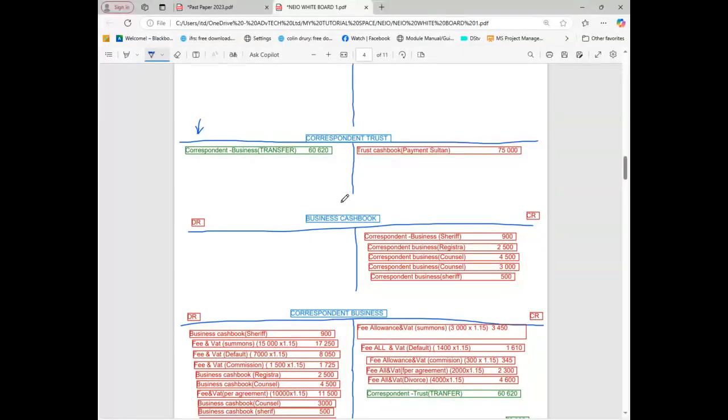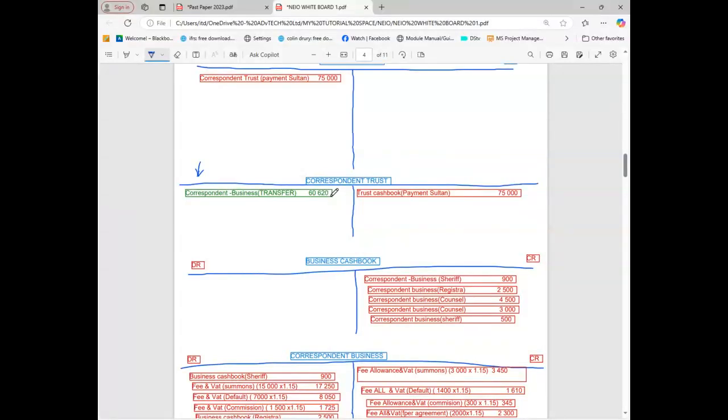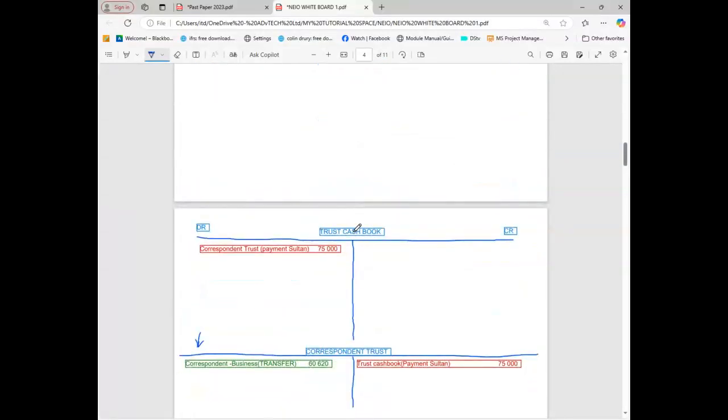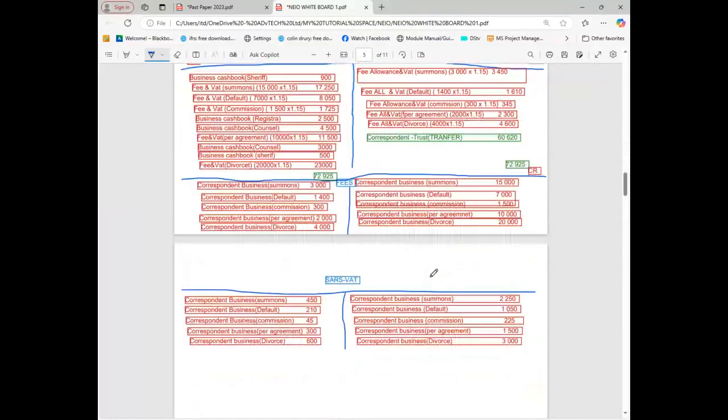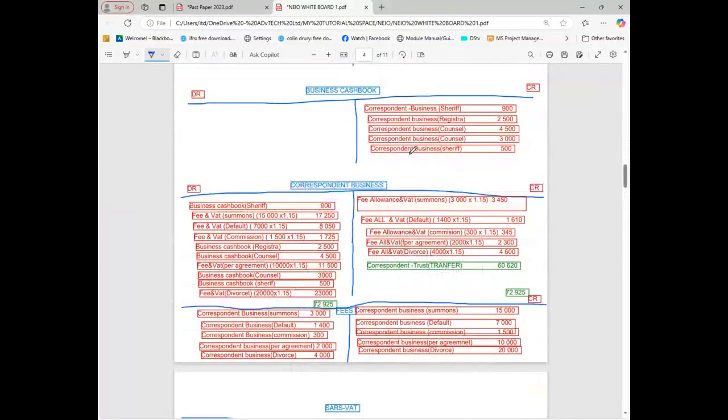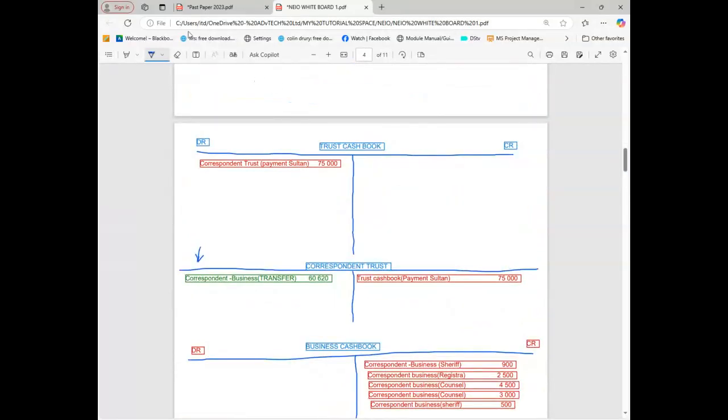That's why now the same amount must take place between the trust cash book and the business bank account. This one. Are you with me? Yes. So I must go to the trust cash book and do that transfer. I'm going to transfer this to the business cash book.